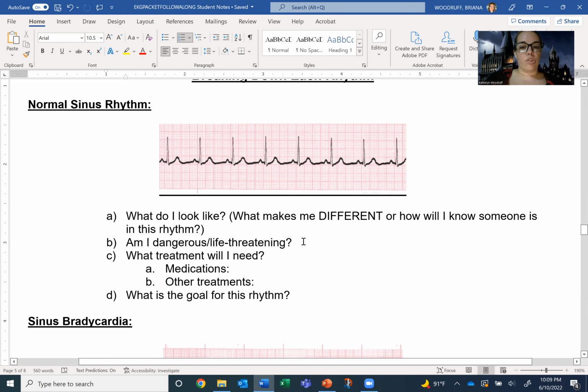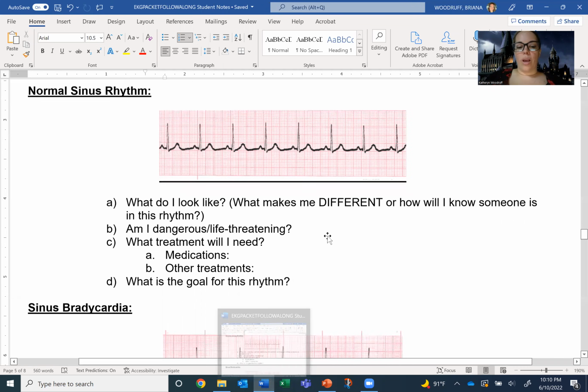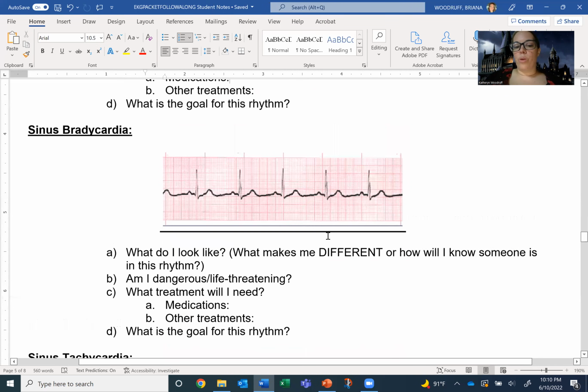You want to see, is it dangerous or life-threatening? Yes or no. For normal sinus rhythm, it should be a big no. And then what treatments will I need? For this one, there are no treatments, but for others, we're going to have other treatments and goals for the rhythm. So I break these down when we go through the slideshow.